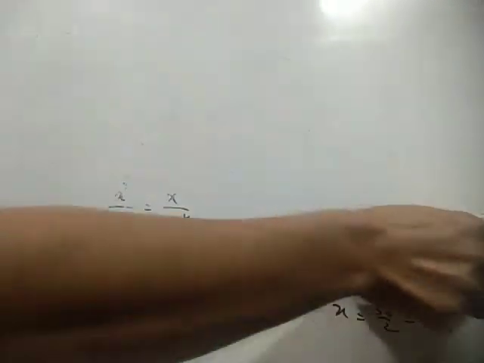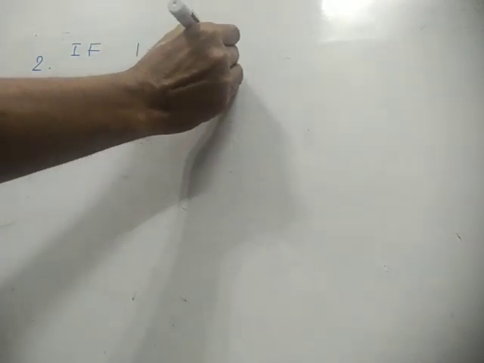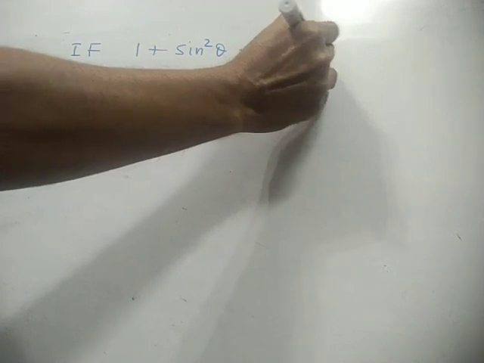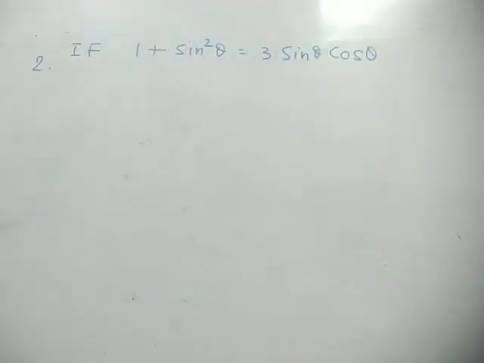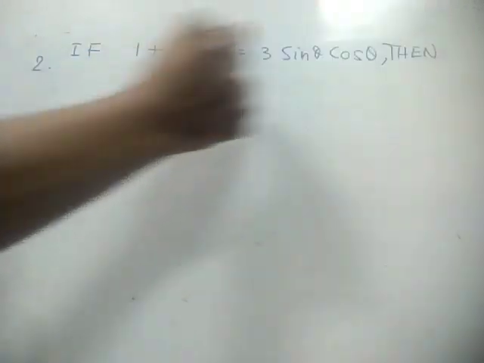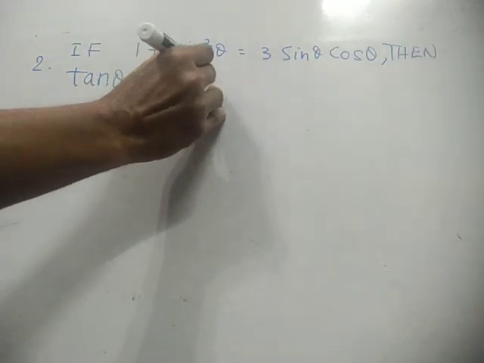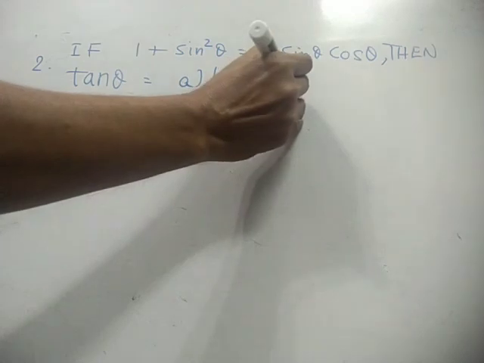Now we'll move on to another chapter, like one trigonometry sum if we select. Number 2, the sum given is: if 1 plus sine squared theta equals to 3 sine theta into cos theta, then tan theta equals to. Options given: A 1, B 2, option C minus 1, D minus 2.